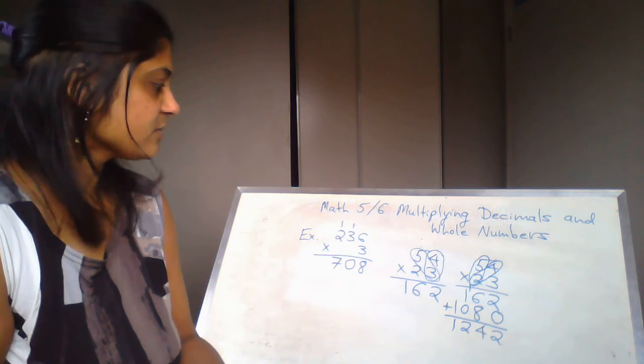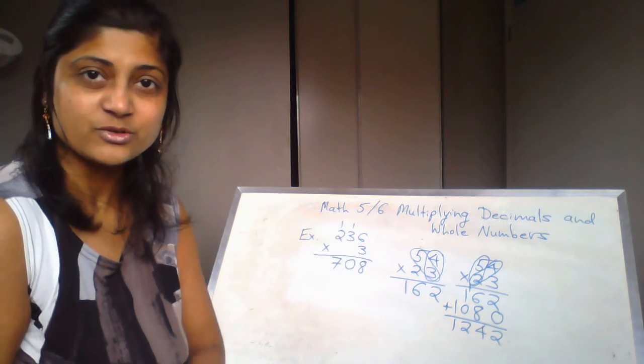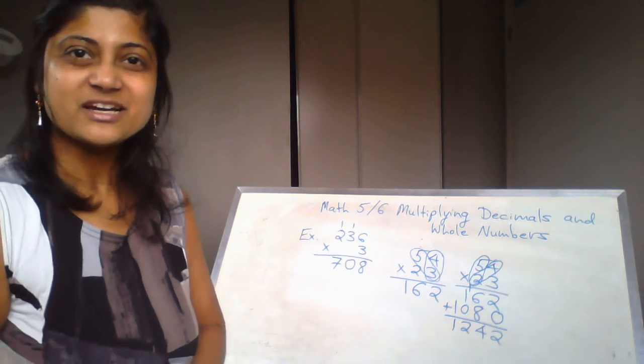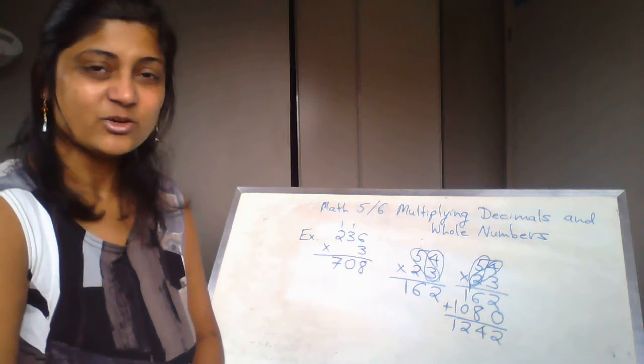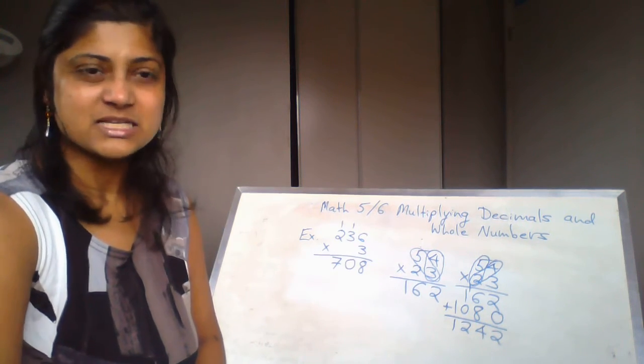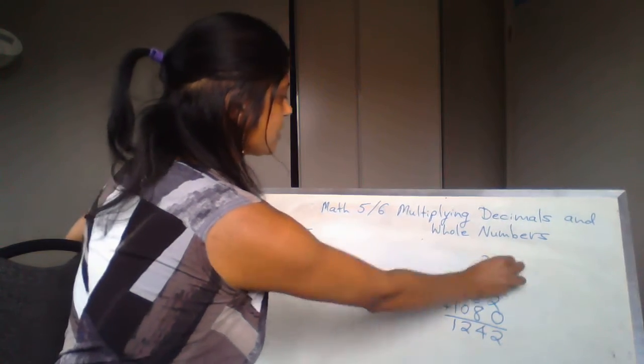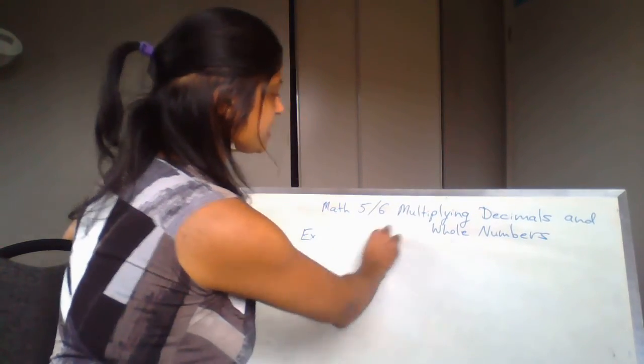And you can see when you multiply it, 1,242 is your final answer. Does everyone see that? Are there any questions? Okay, good. Let's try one more example here. Okay, I'm going to take this off. Okay, we're going to practice the 2-digit by 2-digit.